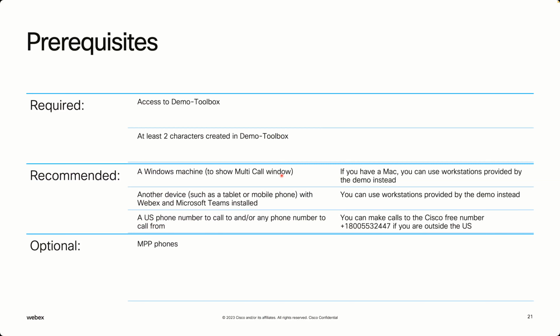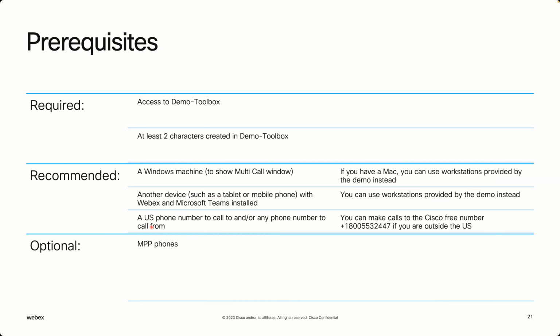We are working on Mac, and I know that's a work in progress today. If you have a Mac, you can use the workstations provided. When you set up the demo, it will ask you if you want to add workstations, and those workstations will be based on Windows. You can also use another device, for example a phone or a tablet, to have that second user, or you can use the workstations for that second user to simulate the call. And then a US phone number to call to, or any phone number to call from.